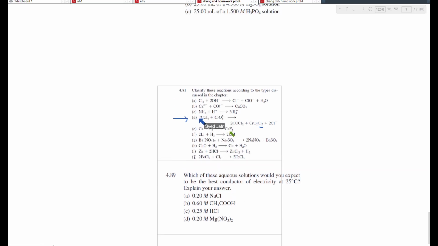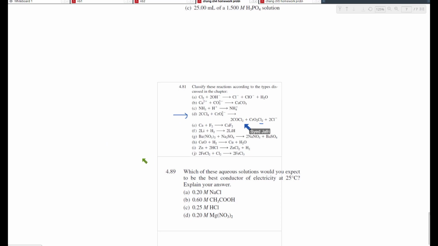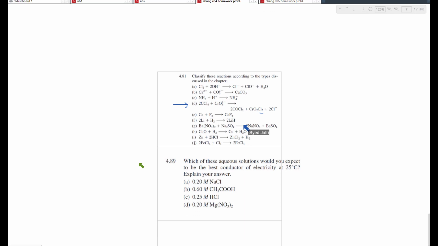This one you can ask your teacher also. This one is which one we told you? I told you, D. Yeah, that one, D. It's not just combination. It's like combination, decomposition, everything is there. That's definitely a lousy problem to give us.